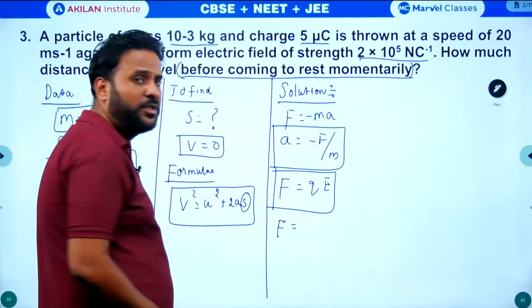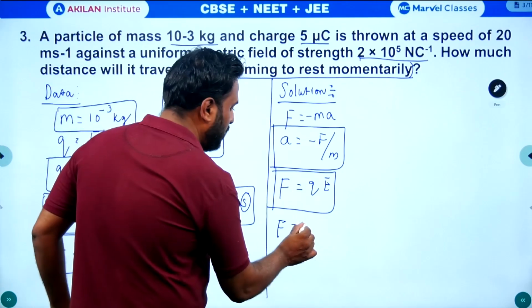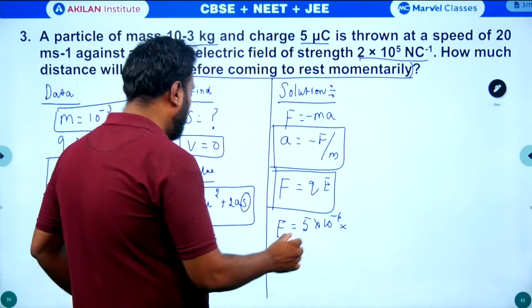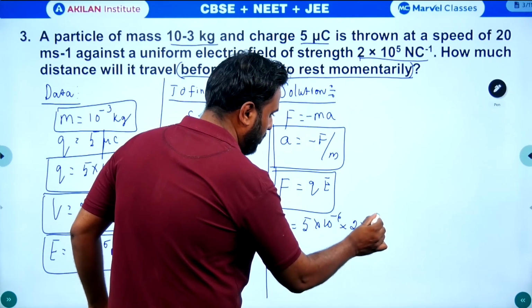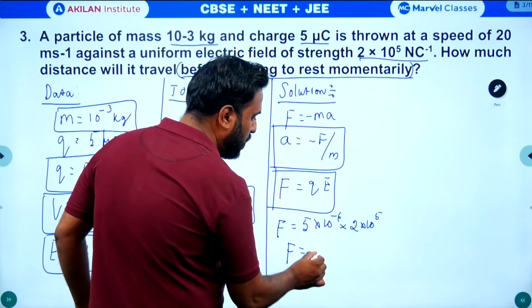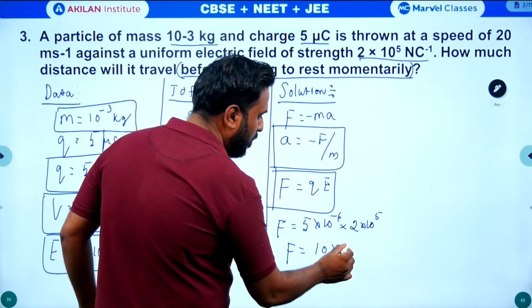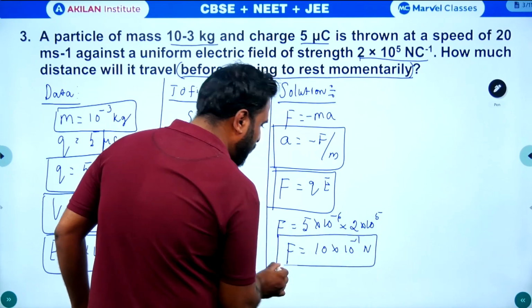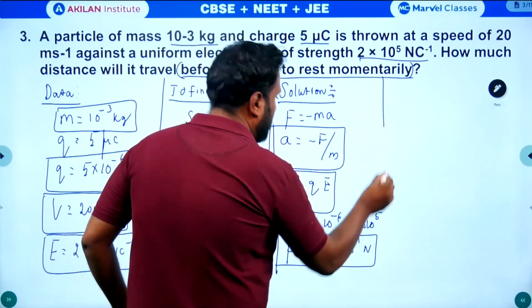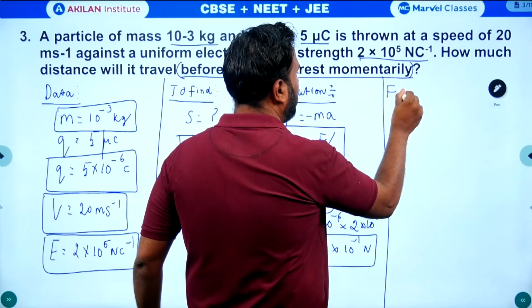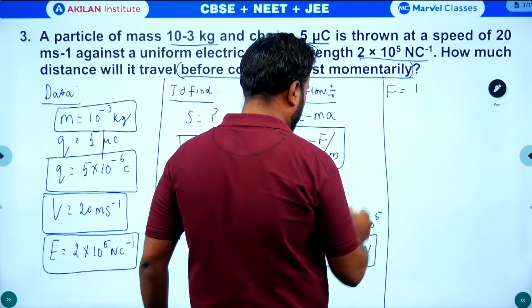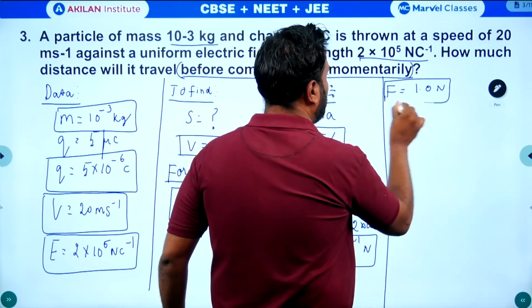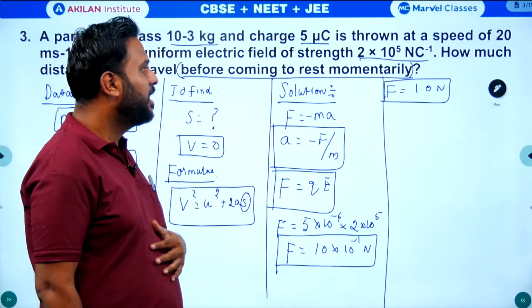Now we can equate the equation. F is equal to what? The given charge Q, 5 into 10 to the power of minus 6, into the electric field, 2 into 10 to the power of 5. What answer will we get? 5 twos are 10. Minus 6 plus 5 we will get minus 1, so 10 into 10 to the power of minus 1 Newton. That is nothing but 1 Newton. Force we found out as 1 Newton.